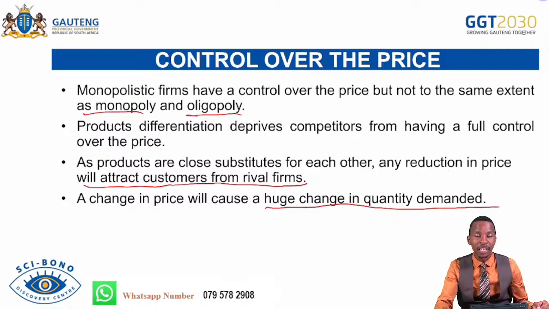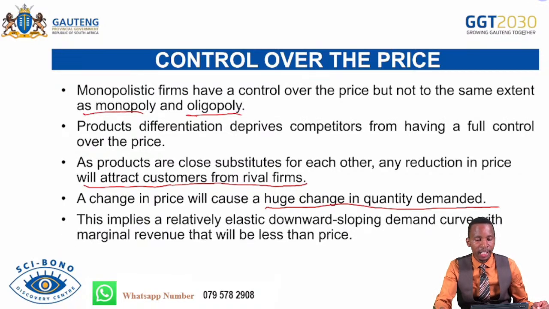So simply, a change in price has a huge impact on the change in quantity demanded under monopolistic competition. This implies a relatively elastic downward sloping demand curve. So this leads to the demand curve being relatively elastic.